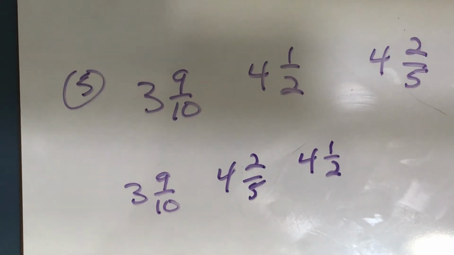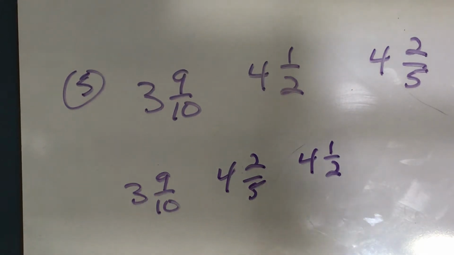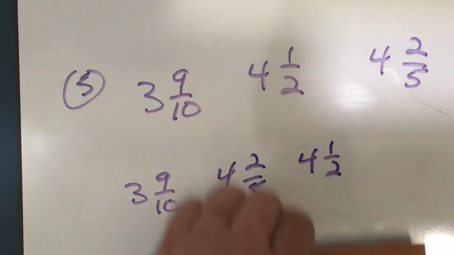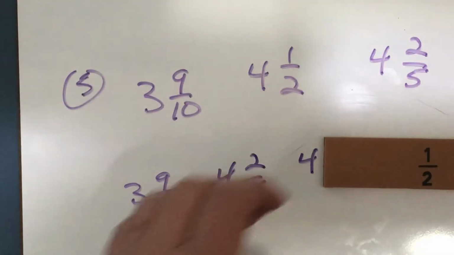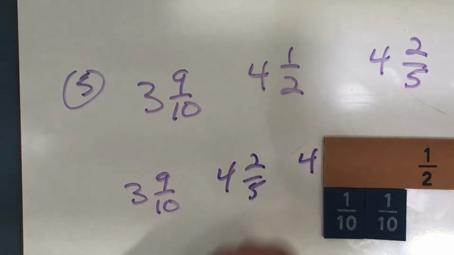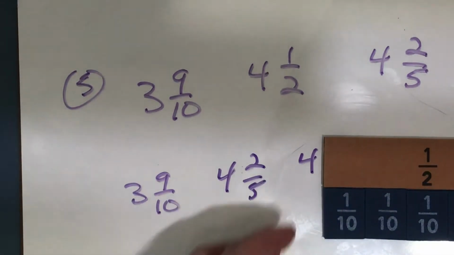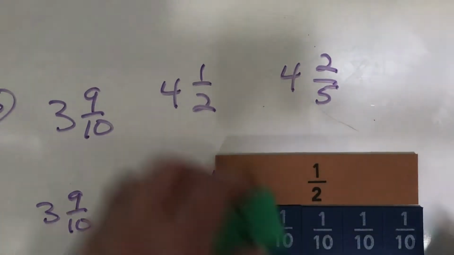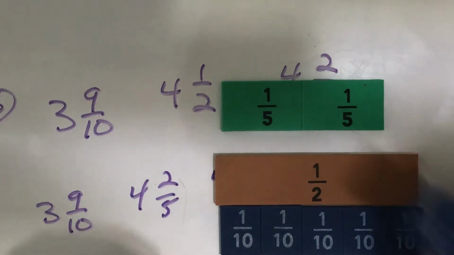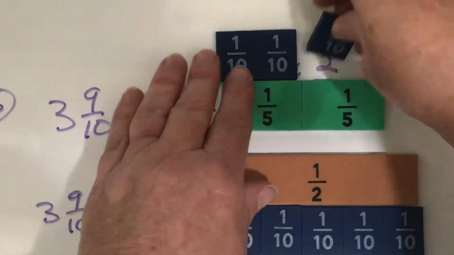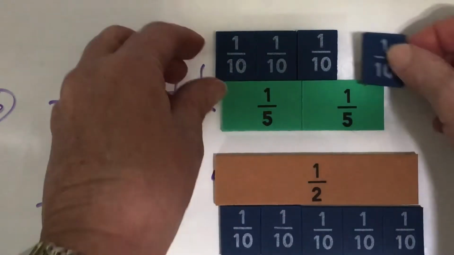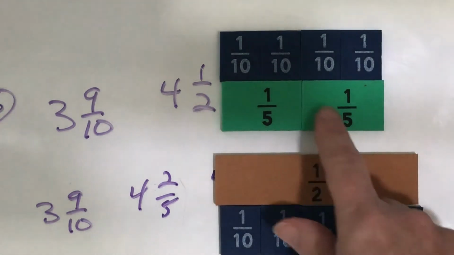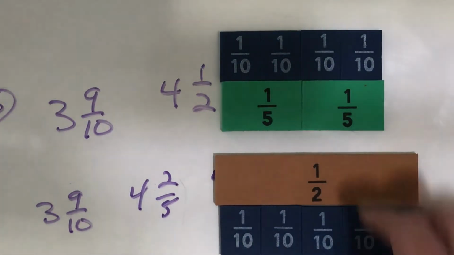I could also look at 1/2 and 2/5 and see if I can make some equivalent fractions. So I know that 1/2 equals 5/10, and 2/5 equals 4/10. So 4/10 is smaller than 5/10, which is why 2/5 is smaller than 1/2.